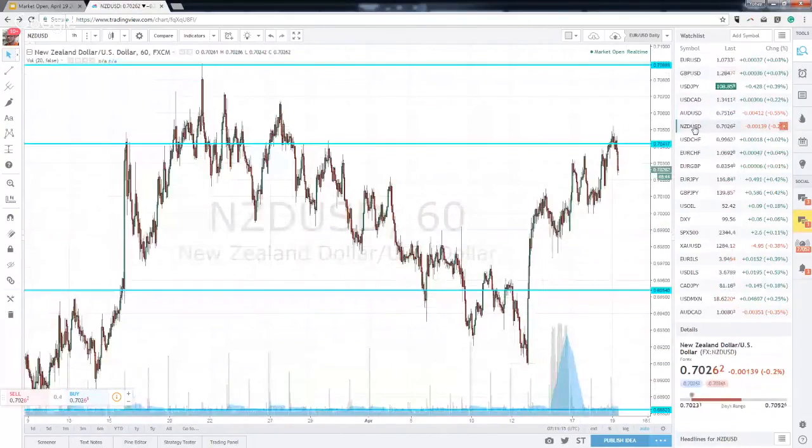Okay. Kiwi dollar, still hugging, I would say, the 70 level. It made an attempt to move above 70.40, which kept it in the past, but didn't make it. Further resistance 70.90 and 71.40.